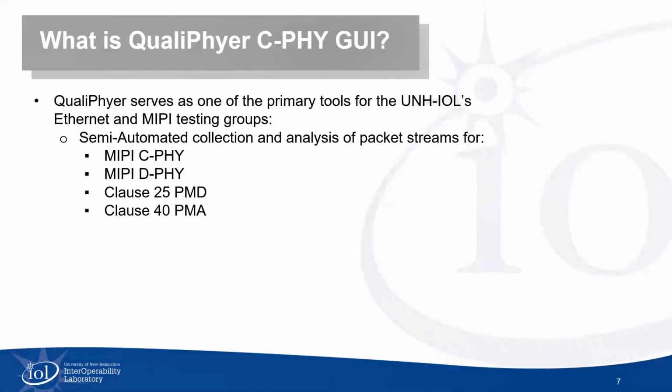So what is QualiPhyer and how does it work? QualiPhyer is a family of test tools that we use to test the physical layer conformance of our Ethernet and MIPI testing groups. It allows for the semi-automated collection and analysis of packet streams for MIPI C-PHY, MIPI D-PHY, as well as our IEEE 802.3 Clause 25 PMD and Clause 40 PMA test plans.